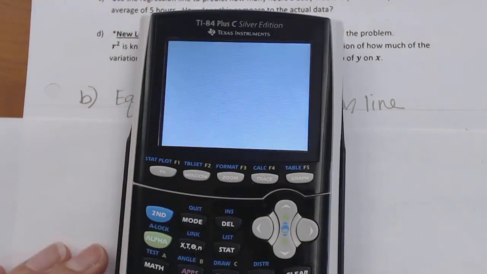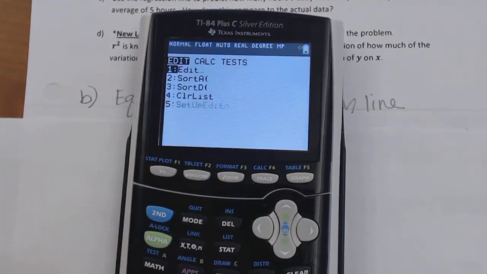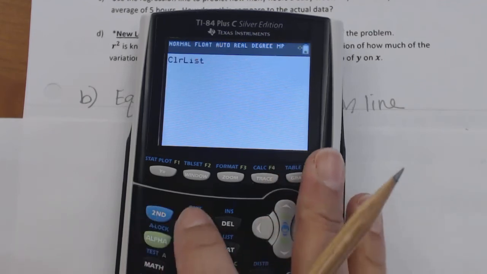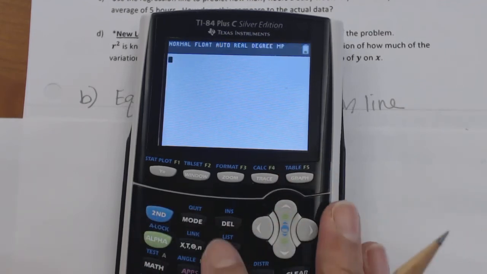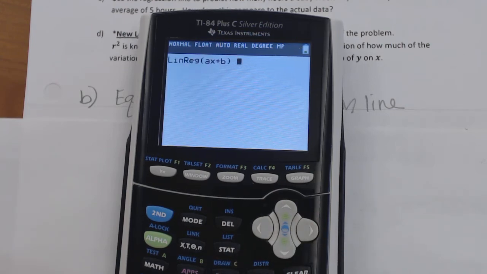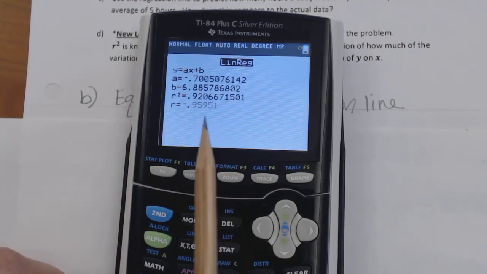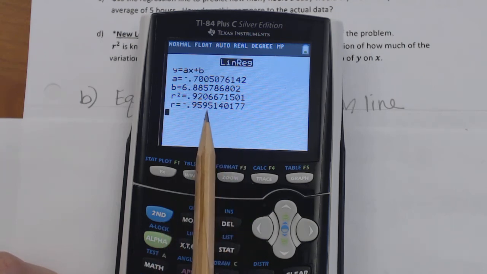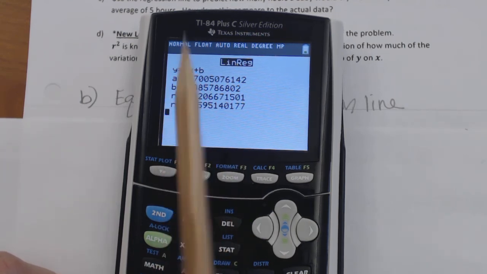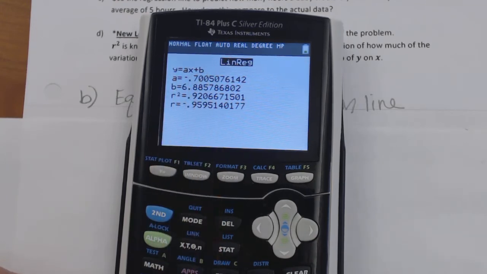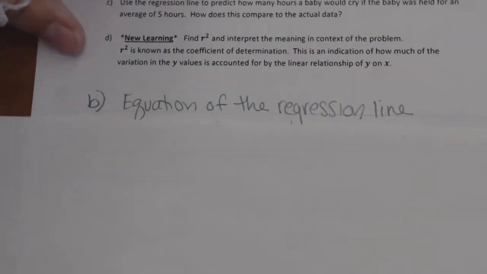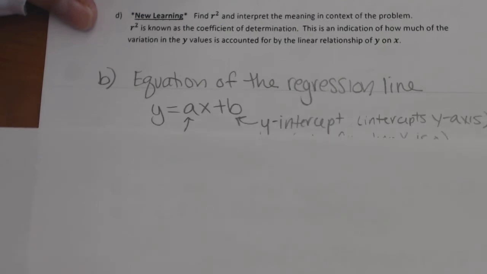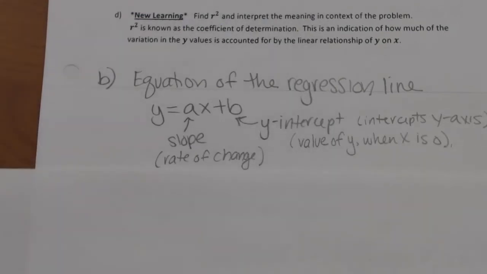And when you do, what you did is you had this, and then you had to do a linear regression. Sorry, no. You had to go calc 4, and in order to get your correlation coefficient, your negative 0.9595, this number right here that you used, your Pearson's product moment correlation coefficient, you also found your A and B. And you need those because it gives you the equation of the regression line, which is really nice. So y equals ax plus b. This is your equation of your regression line.